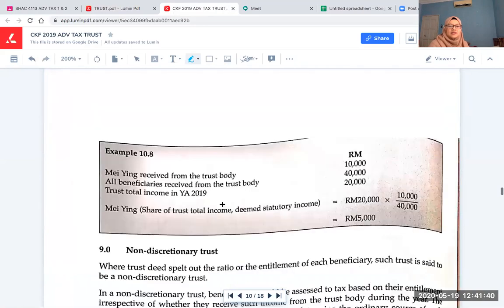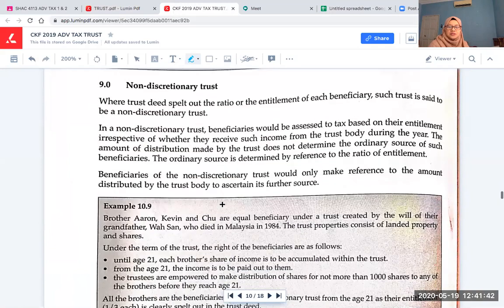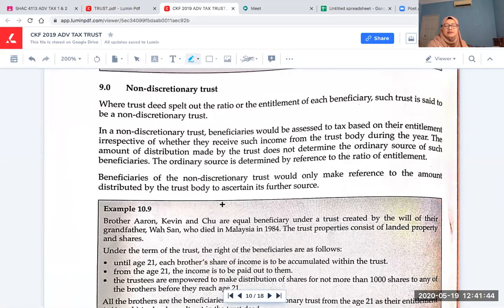Alright. The next one is non-discretionary trust. Again, non-discretionary means that a trustee has no power to decide how much. You have to follow the will. If the will says half, you have to give half. You give 1/3, you have to follow 1/3. In a non-discretionary trust, the beneficiary will be assessed to tax based on their entitlement, irrespective of whether they receive such amount or such income from the trust body during the year.